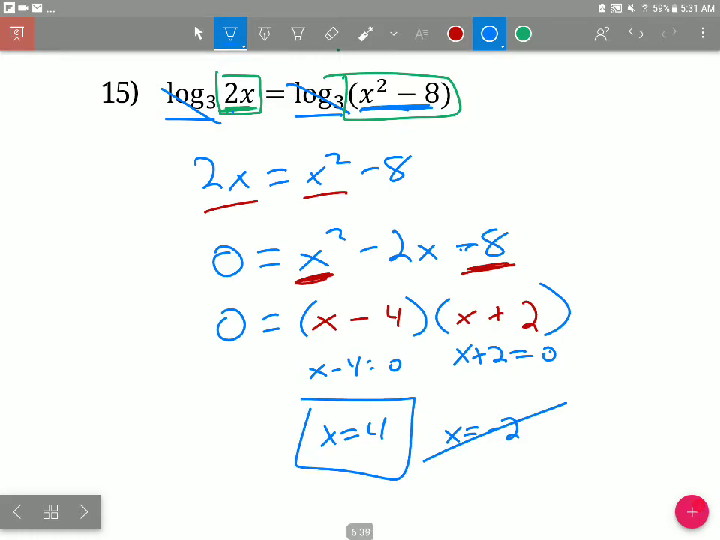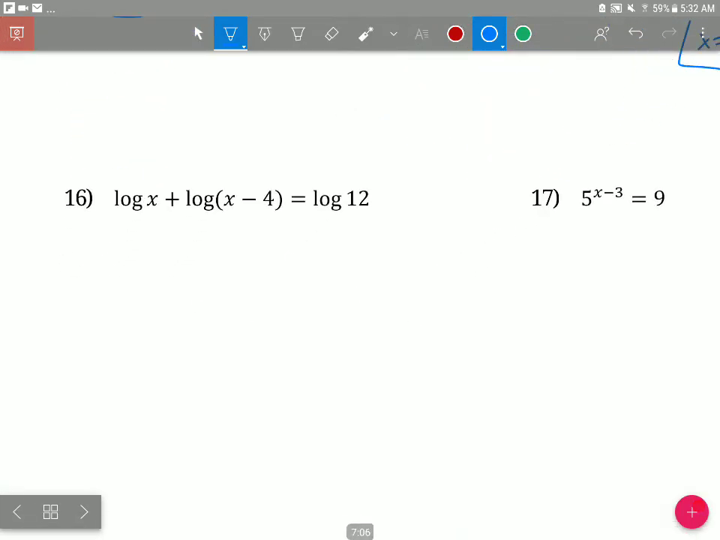Okay? So let's recap real quick on this one. Getting rid of the logs, one step, that's fine. That's the trick with the log. This one just had a quadratic mixed into it. So the rest of this was back in chapter 4 when you were solving quadratics. The only thing new was that first step. Alright, let's keep rolling. Number 16.